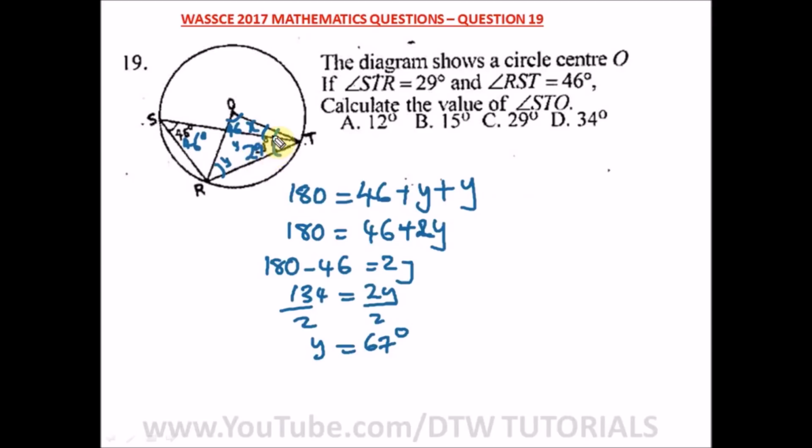So we know y is 67 degrees and we know this is 29, so it's easy for us to find our x. Our angle x, which is angle STO, is equal to 67 minus 29. And what is 67 minus 29? That will give us 38. You can see that the answer is not here. So all you need to do is just leave this question out, don't tick it, okay?